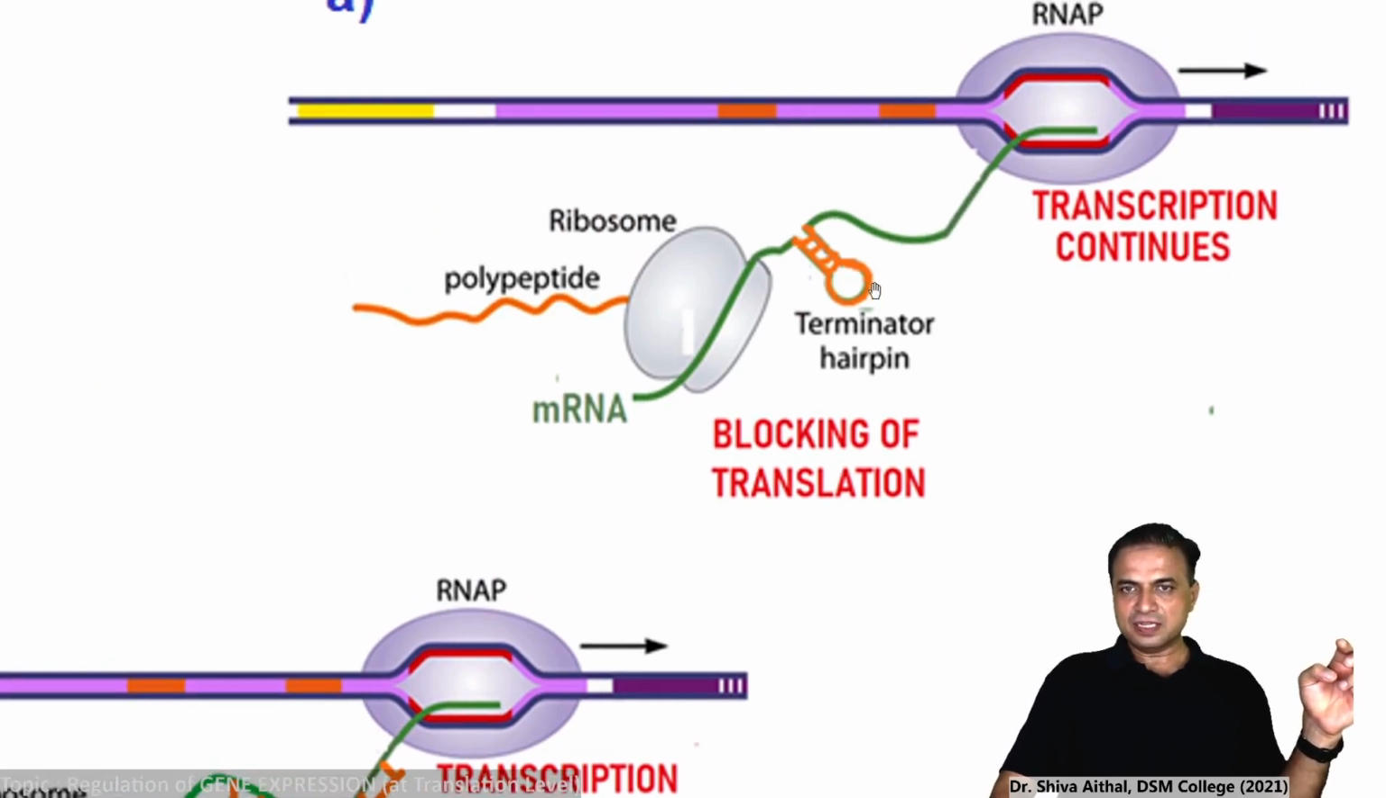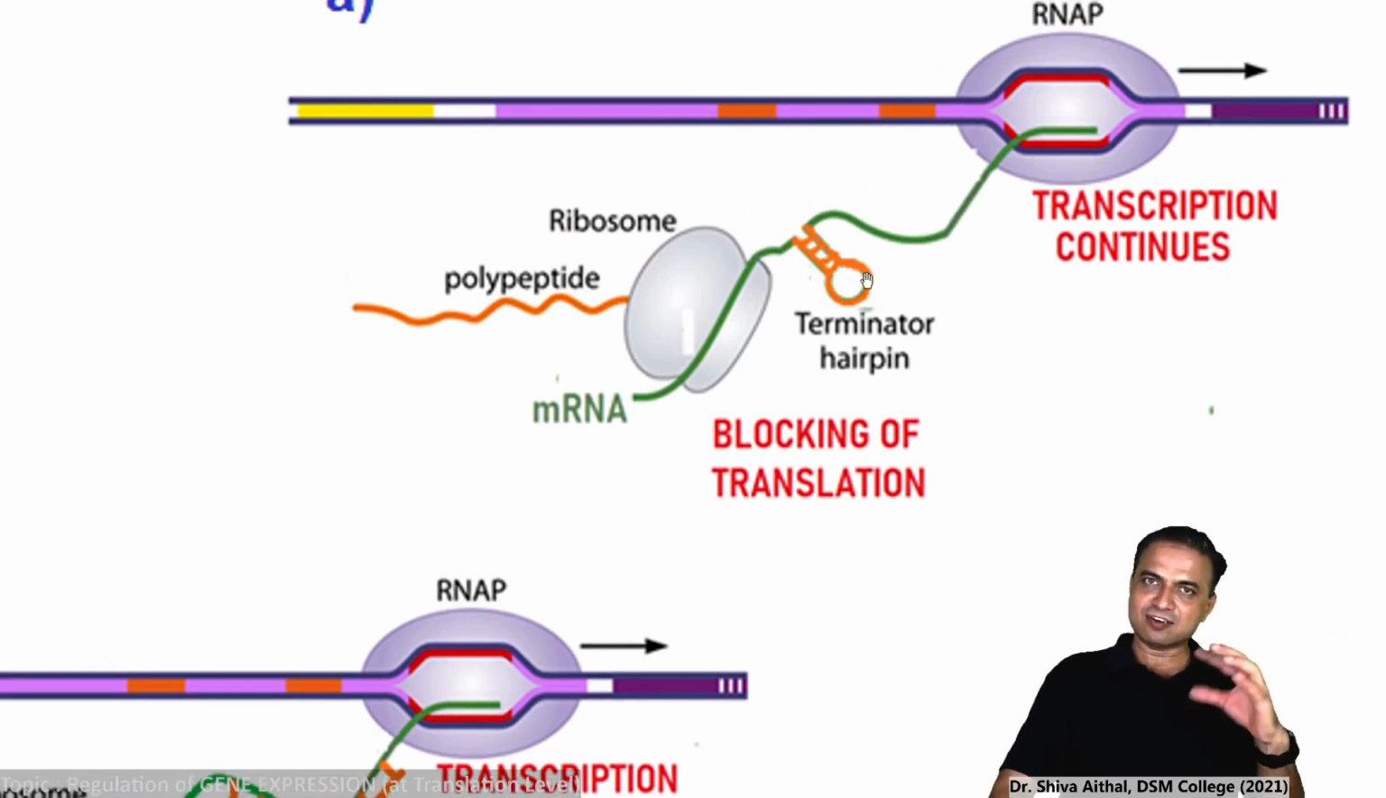So what is happening with this orange? This is an extra material which is not transcribed by the regular gene expression product. It is not a regular gene expression product. It is brought from the cytoplasm and it is inserted at random in between the normal mRNA, and a terminator hairpin may be formed and it blocks the translation.